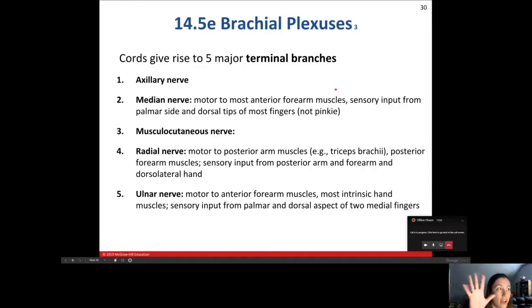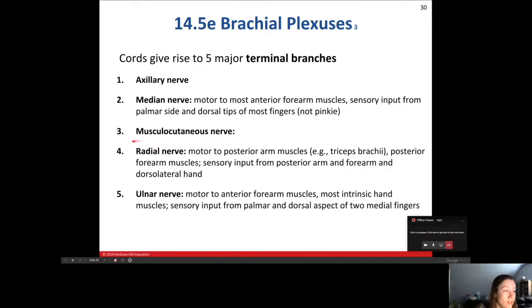It gives rise to 5 major terminal branches, 3 of which you'll have to be able to identify for lab. So the axillary nerve, that's going to innervate your armpit area. The median nerve, this is one you need to know for lab. This is motor to most of the anterior forearm muscles and sensory input from the palmar side and dorsal tips of most fingers, but not the pinky. So that's the median nerve. It goes down the middle.